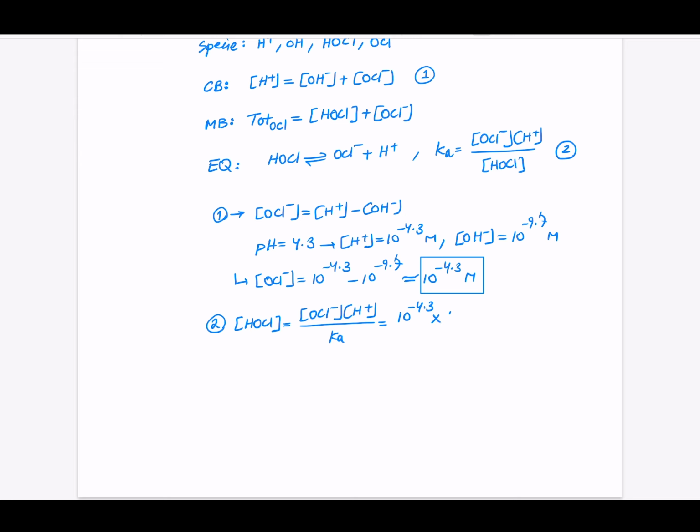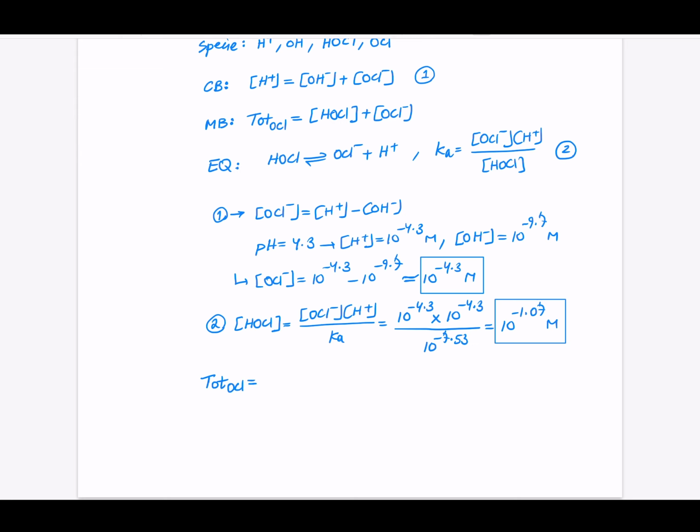H plus concentration is also 10 to the minus 4.3. And then the Ka value is 10 to the minus 7.53. Then we have roughly 10 to the minus 1.07 molar for the concentration of HOCl. So as you see, at this condition, the dominant species is HOCl, but we can combine these two to get the total OCl concentration.